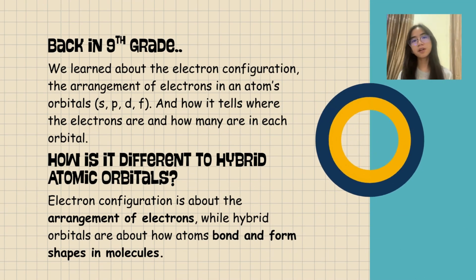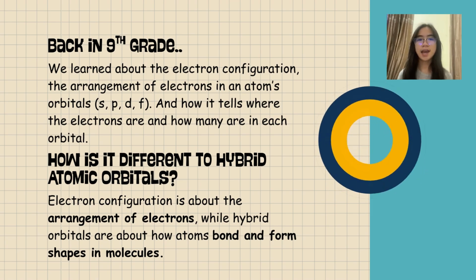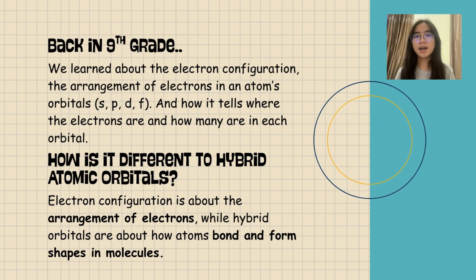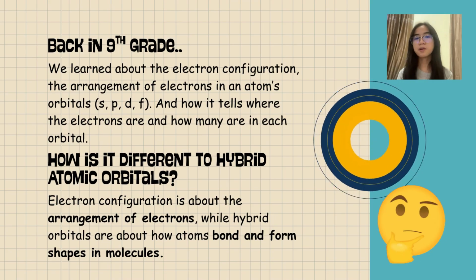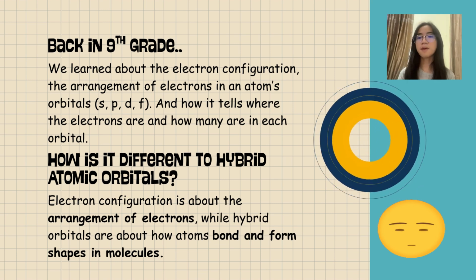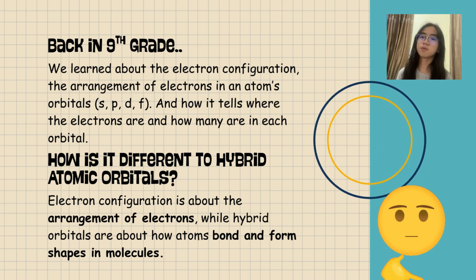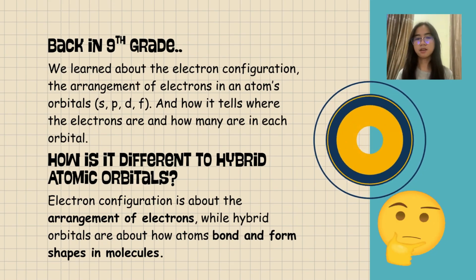If we can remember, back in 9th grade, we learned about electron configuration. It's the arrangement of electrons in an atom's orbitals, s, p, d, f, and it tells where the electrons are and how many are in each orbital. Now, why did I mention electron configuration? Both electron configuration and hybrid atomic orbitals describe how electrons occupy or combine in orbitals within an atom to explain bonding and molecular structure. So they have similarities.